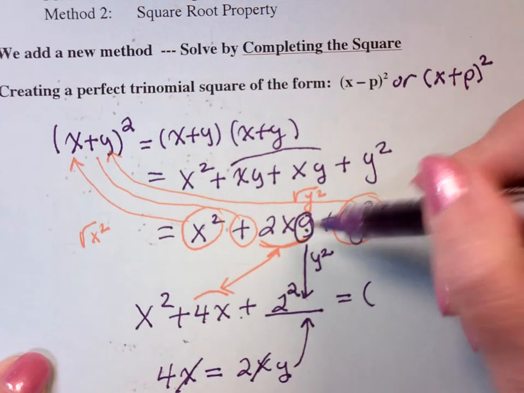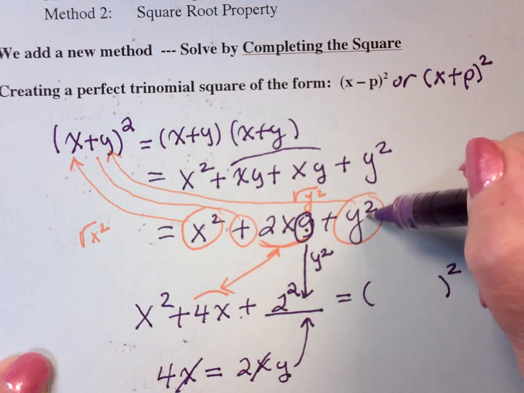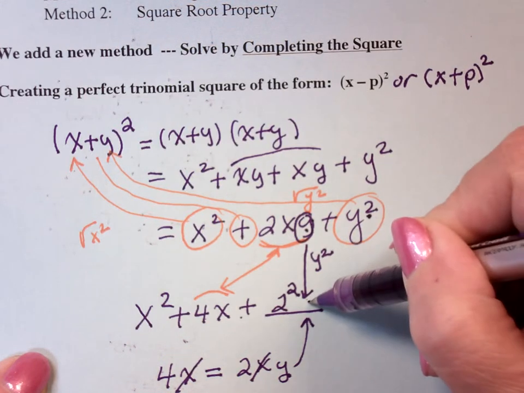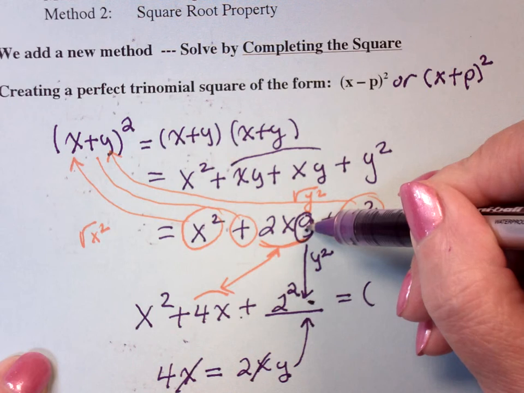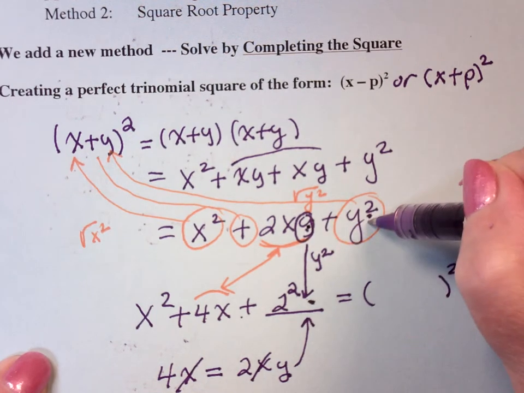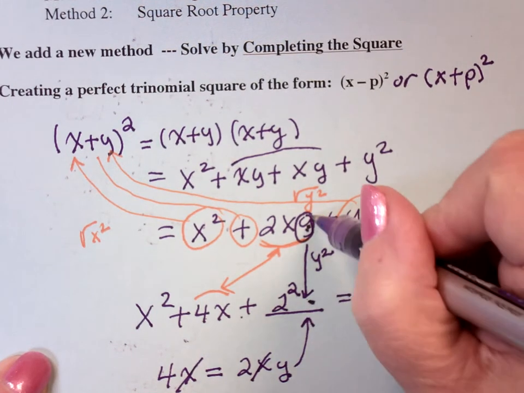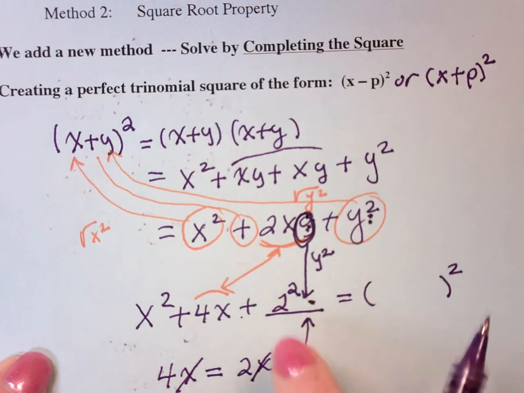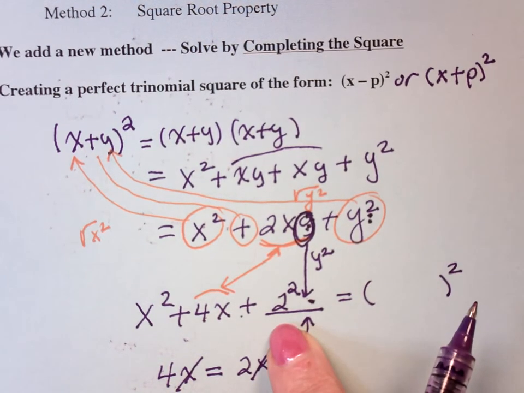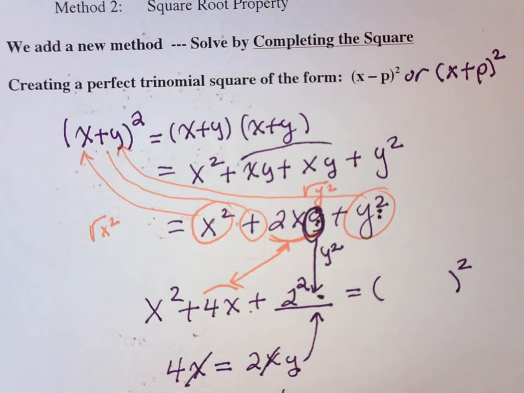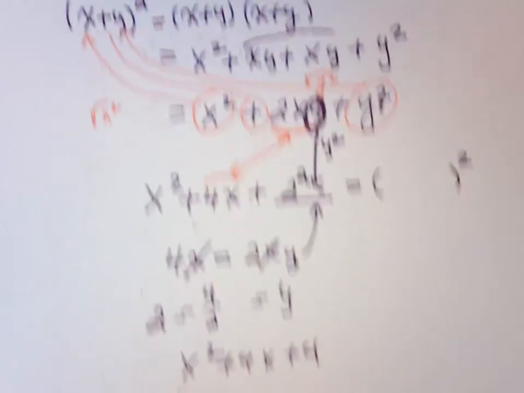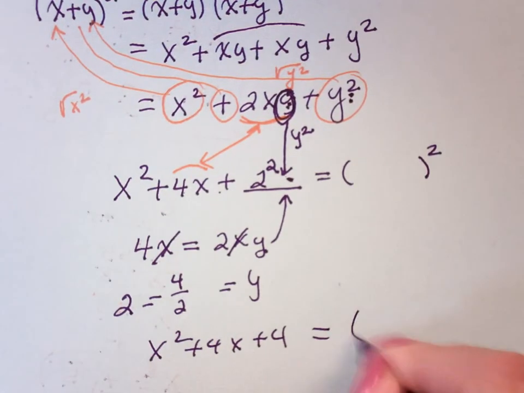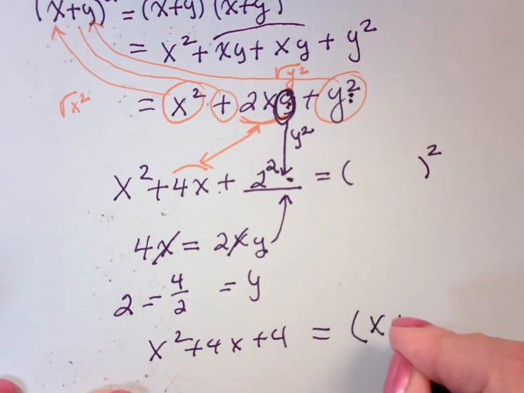Why? Because this y is the square root of the guy that goes here. Square him, I get this. If I could find what that is, then I know what that goes there. It's the square of it. So that says if I have x squared plus 4x plus 4, it should be square root of x squared is x, center sign is plus, square root of 4 is 2, squared.